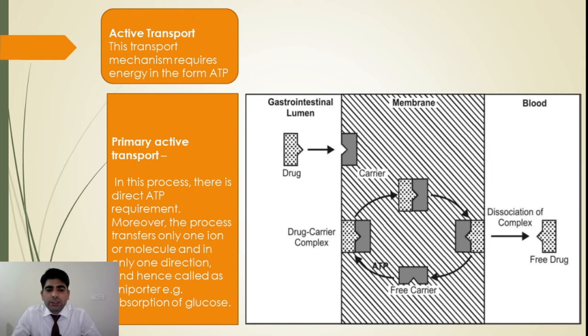Also this kind of transportation is called a uniporter. An example is the absorption of a simple glucose molecule. In the diagram it is very clear that during the binding of the drug and the carrier, ATP is involved, so it is energy dependent. That's why it is called active transport, and primary because there is a direct involvement of ATP.